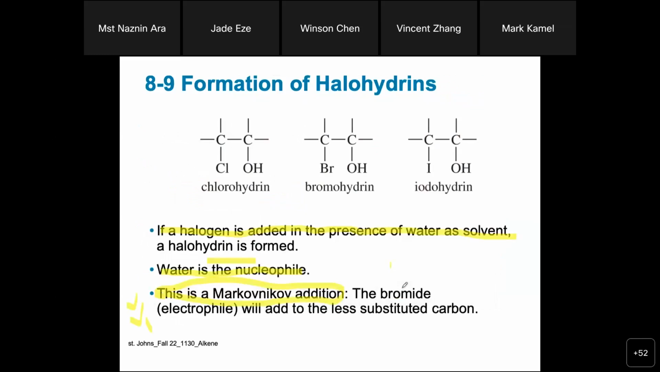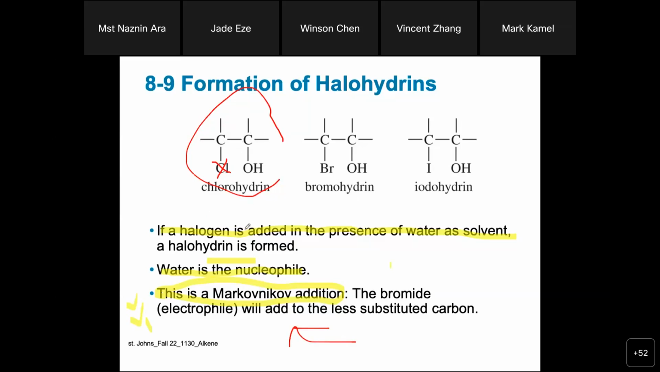Formation of halohydrins. If halogen is added in the presence of water as a solvent, the halohydrin is formed. This halohydrin group is like that. If this is X, we will say this is halohydrin. If this is chlorine, chlorohydrin. If this is bromine, bromohydrin. If this is iodine, iodohydrin. And this also follows the Markovnikov addition.